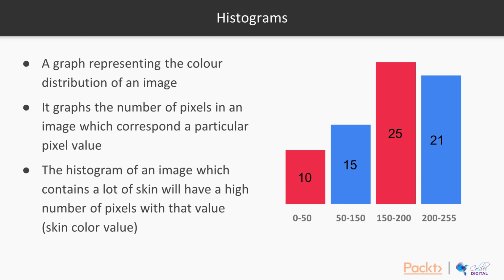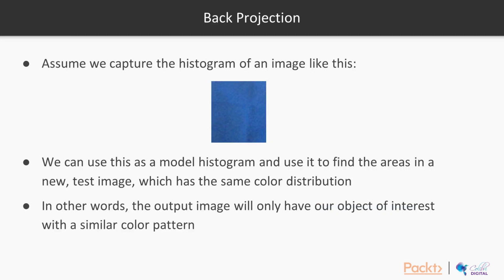So the histogram of an image which contains a lot of skin will have a high number of pixels with the value which corresponds to skin color. Now assume we capture the histogram of an image which looks like this, a plain blue image. We can use this as a model histogram and use it to find the areas in a new test image which has the same color distribution. In other words, the output image will only have our object of interest with the similar color pattern.